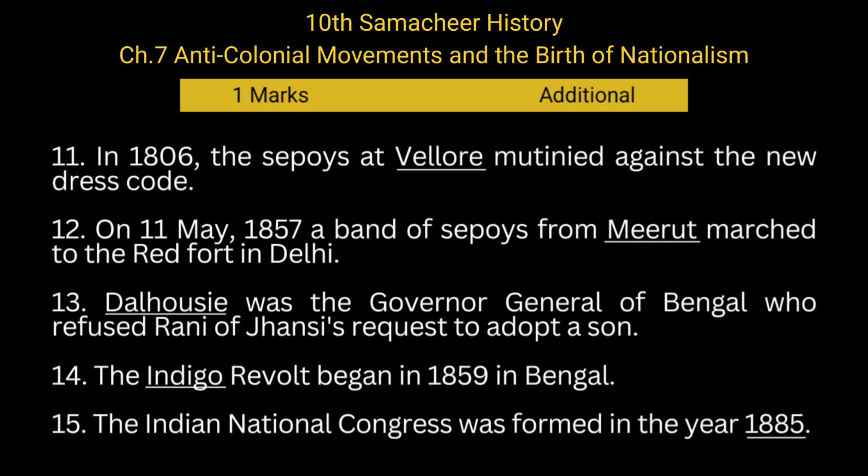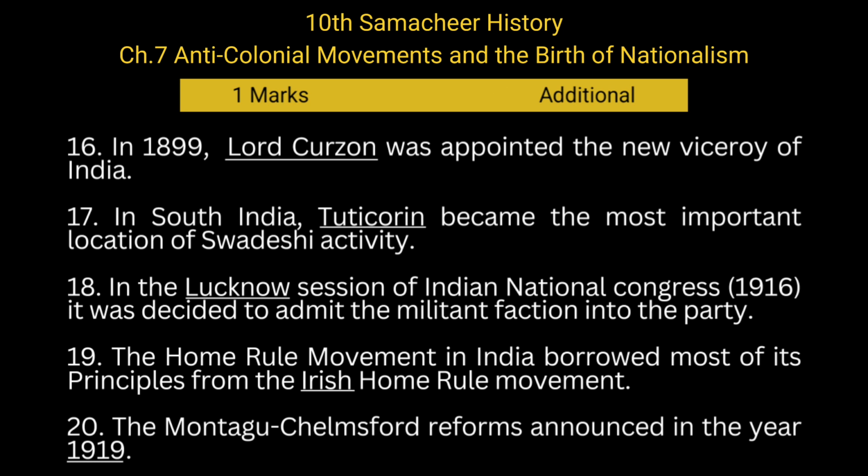The Indigo Revolt began in 1859 in Bengal. The Indian National Congress was formed in the year 1885. In 1899, Lord Curzon was appointed as the new Viceroy of India. In South India, Tuticorin became the most important location of Swadeshi activity.